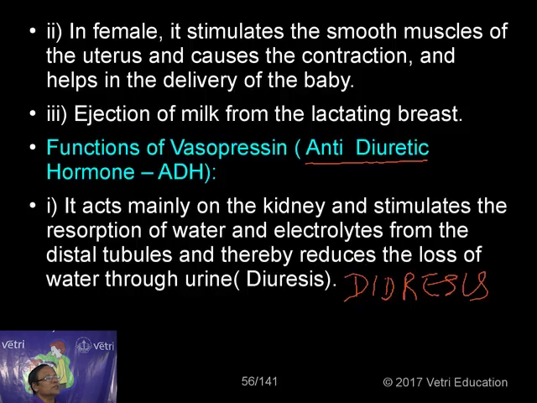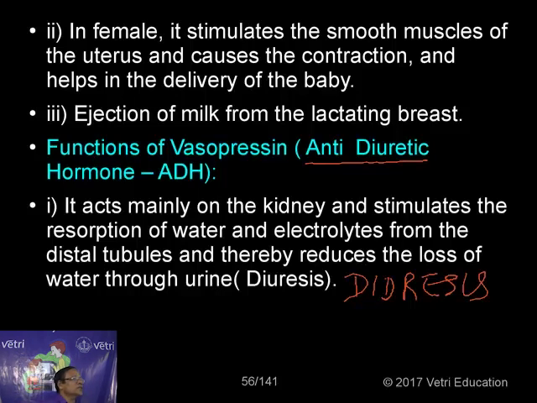Diuresis is elimination of diluted urine in large amount. Antidiuresis means elimination of concentrated scanty urine. There is not much urine, only a small amount. That's why it's called so. The main reason is that it promotes the reabsorption of water by the kidney tubules, thereby retaining the water content in the body.